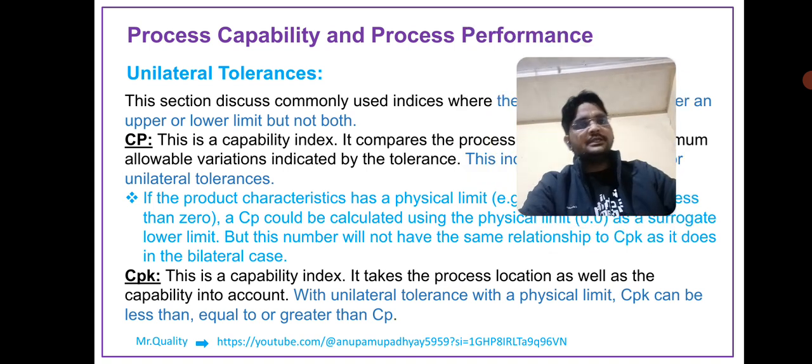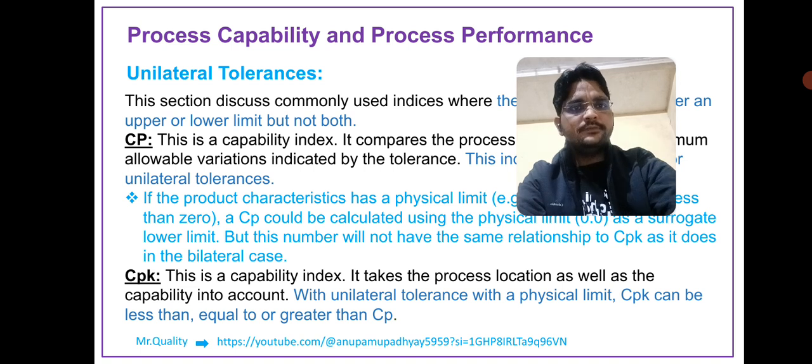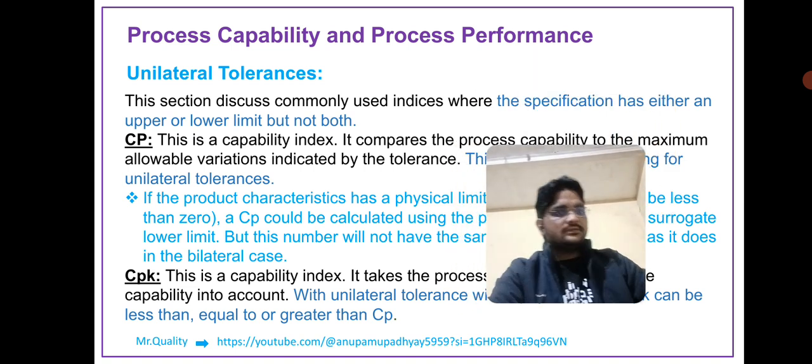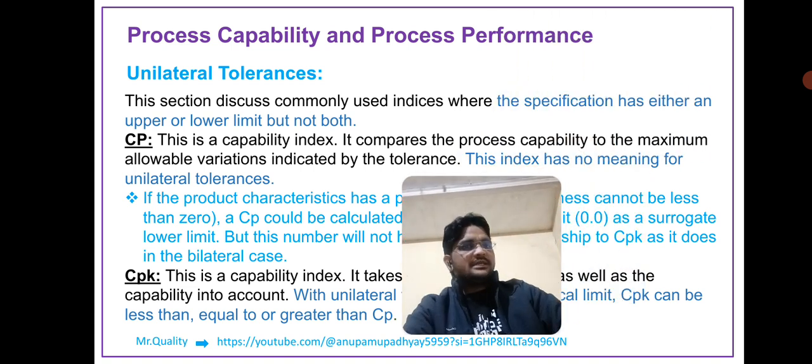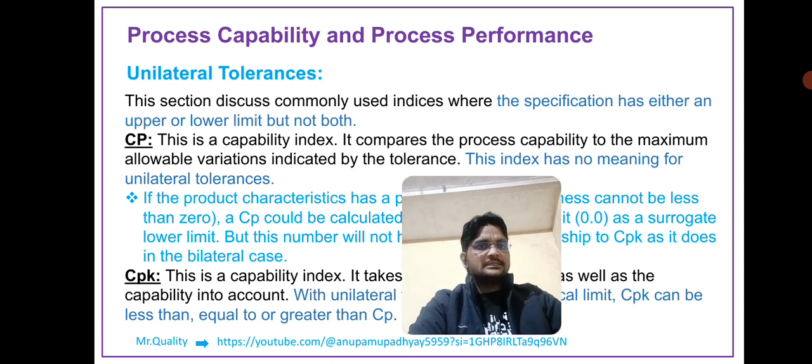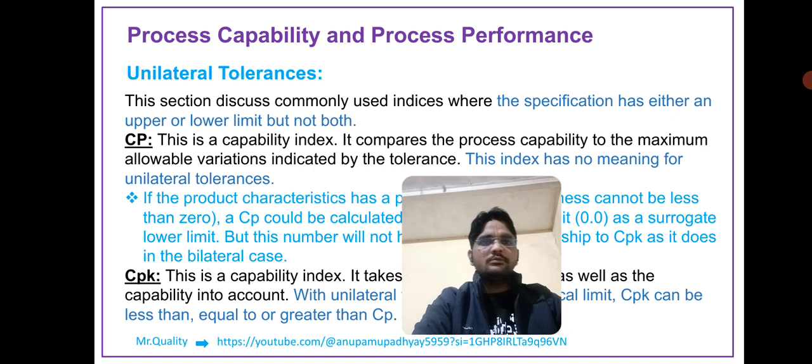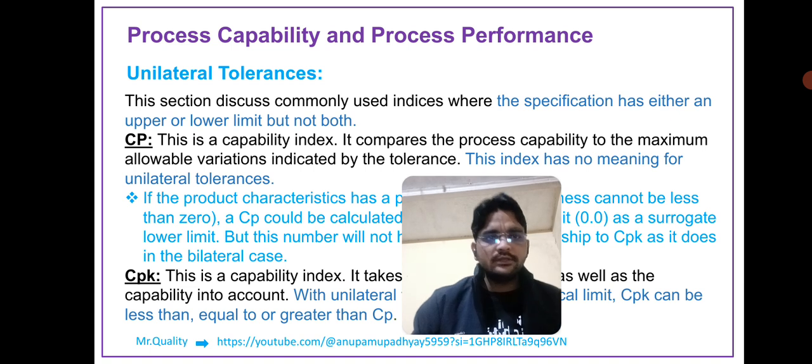Process capability and process performance for unilateral tolerances. This section discusses the commonly used indices where the specification has either an upper or lower limit but not both. It can be either an upper limit or a lower limit. Cp is a capability index that compares the process capability to the maximum allowable variation indicated by tolerances. This index has no meaning for unilateral tolerances.